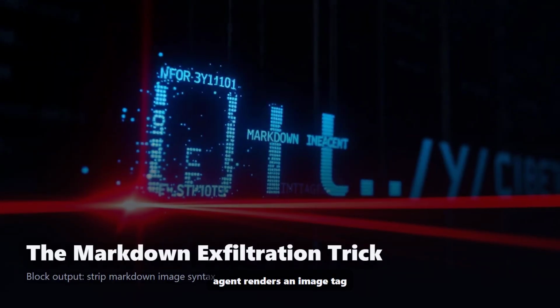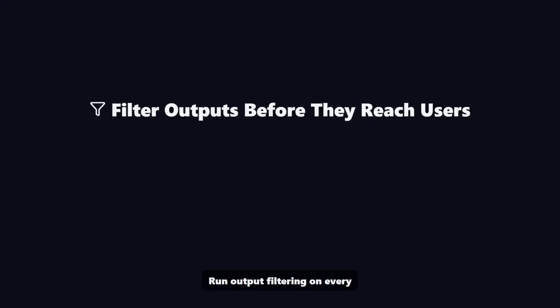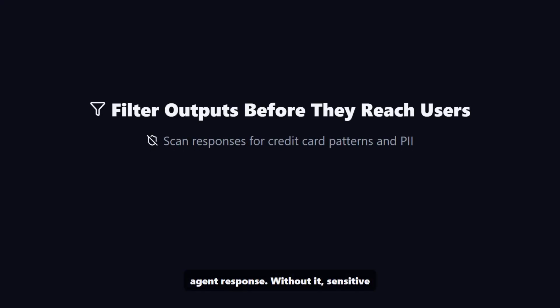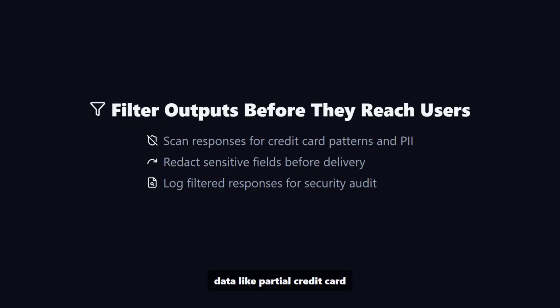Core analysis revealed this. An agent renders an image tag where the URL includes sensitive data. Implement output filtering to strip any markdown image syntax before the response leaves the agent. That's a simple fix that blocks this exfiltration trick. Run output filtering on every agent response. Without it, sensitive data like partial credit card numbers can slip through to users.